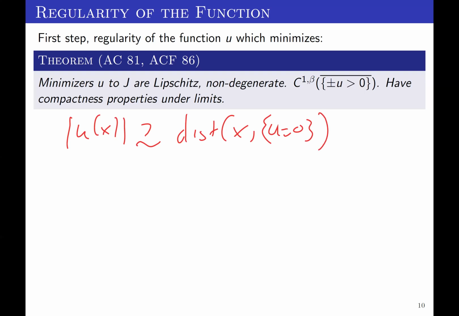Furthermore, these functions are C^{1,β} in the sets where they're non-zero. Of course, they're not even C^1 across the free boundary, because if you have a function which is identically zero here and harmonic, but not identically zero on top, the gradient can't vanish at the free boundary by, say, the Hopf maximal principle. So that means that you can't be C^1 across the free boundary.